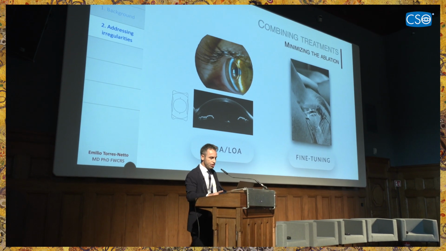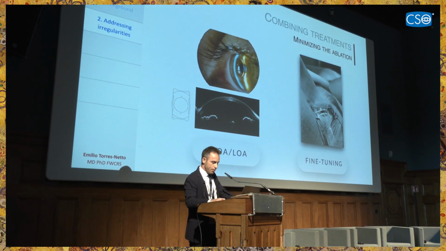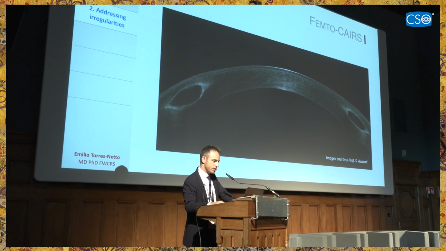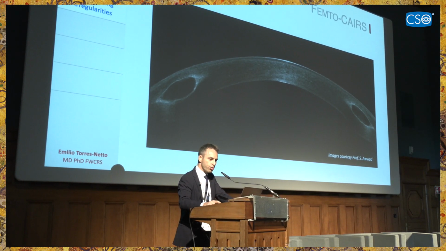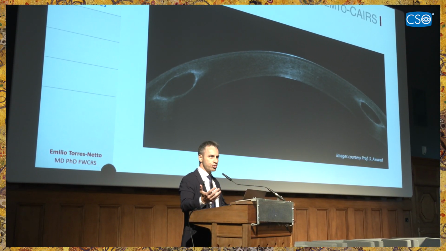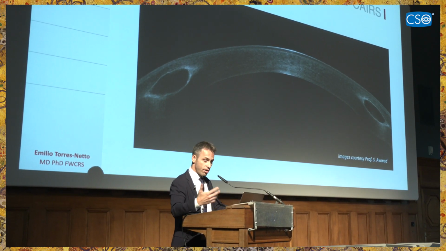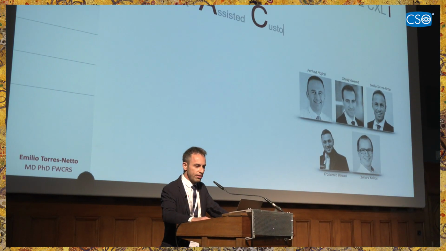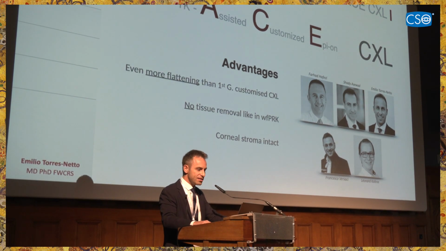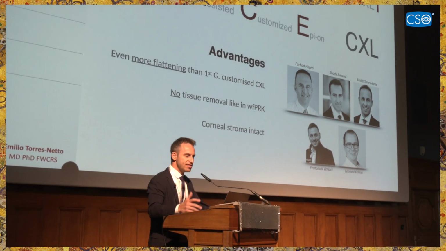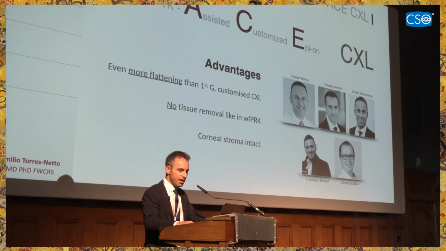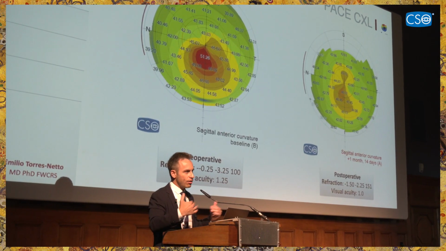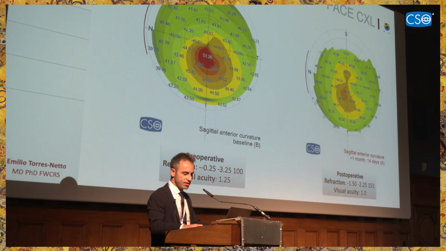or after with other procedures. Here is a very beautiful image from Shadi Awad, who is leading this process together with Susan Jacob, about the femto cares. This is a nice way to address those very irregular corneas before excimer laser, for example. Another way to address those irregularities is what we call PACE cross-linking, the PTK assisted customized epi-on cross-linking, and in such cases we can have a very nice flattening without tissue removal. So why not associate this technology?